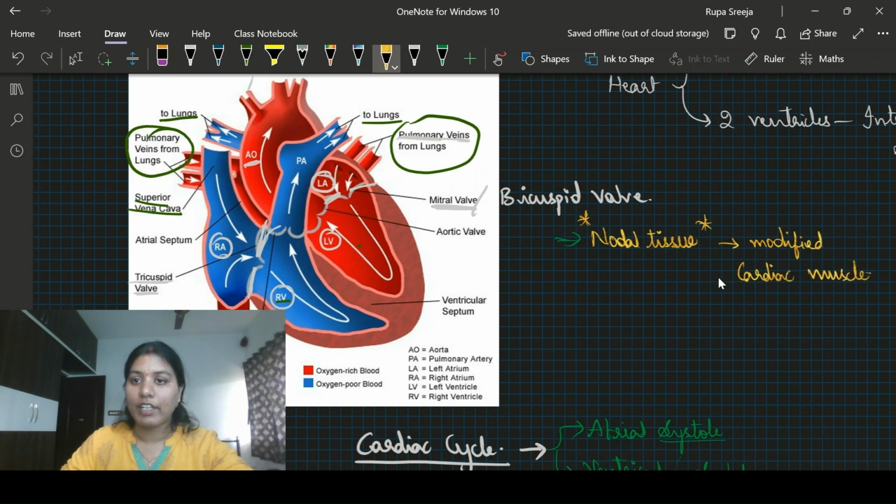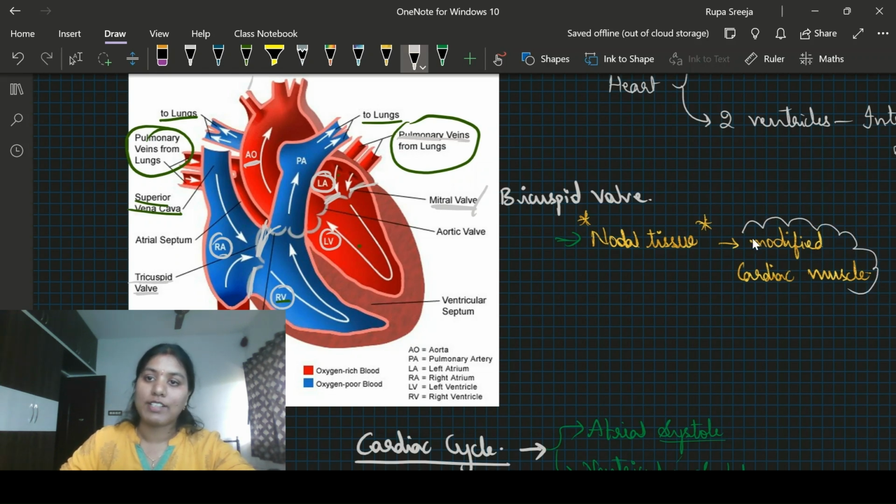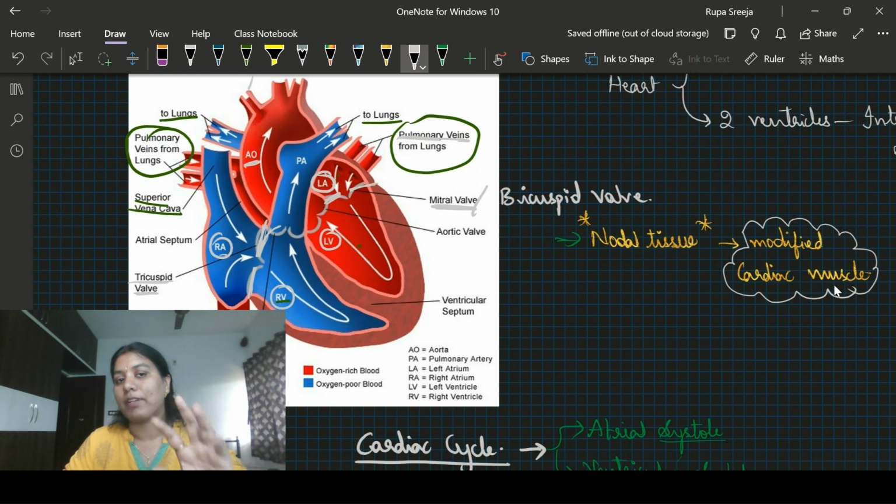That is why we call the heart a myogenic heart, not a neurogenic heart. Why? Because the cardiac muscle itself is making its own heartbeat. Through what? A modified tissue. The cardiac muscle has been modified to generate some impulse.